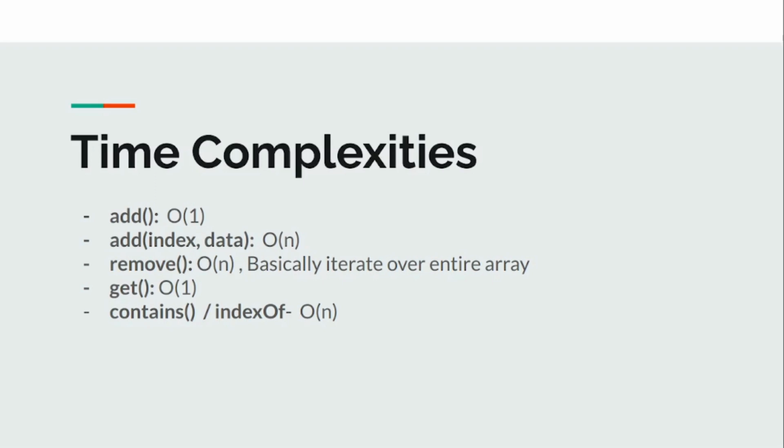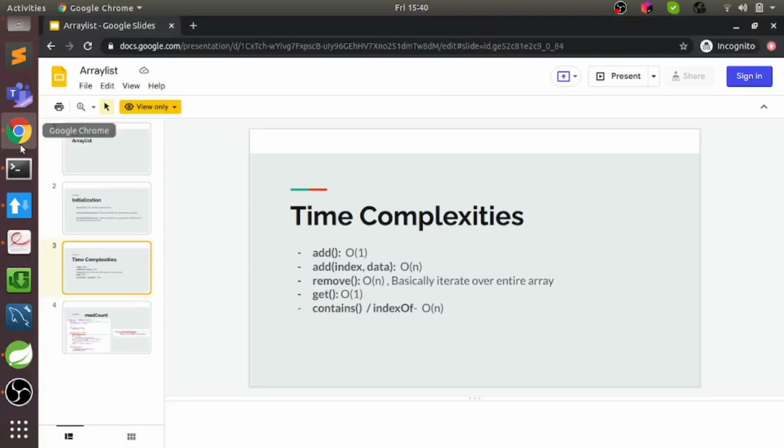Contains and indexOf functions are O(n), because they iterate, right? So for the function arrayList.contains(5), it needs to iterate over the complete array list to check whether the element 5 exists or not in the array list. So these are the complexities, but these are pretty obvious. You can simply refer to the code and you will understand.